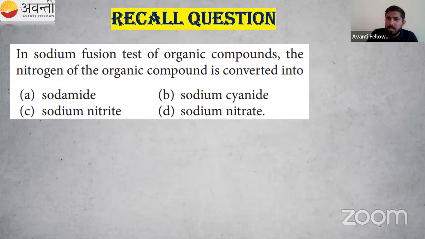In sodium fusion test of organic compounds, the nitrogen of the organic compound. Yeah, JNV Karimnagar students, that is correct. So it is converted into what? Sodium cyanide, that is NaCN. So nitrogen is converted into sodium cyanide. This is a previous year question. So I will repeat the concept once more.